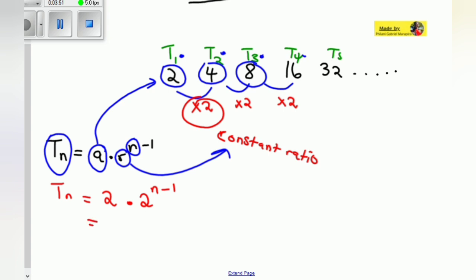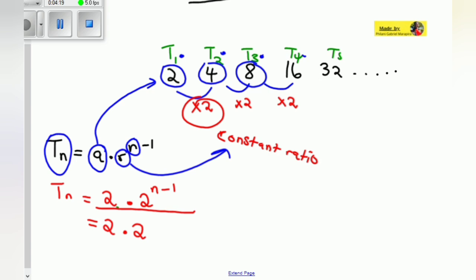Please do not make the mistake of multiplying 2 and 2 and getting 4 to the power n minus 1. This is completely and totally wrong. Why is it wrong? It is because these two are not like terms. You are not supposed to multiply them. So you substitute 2 here and 2 to the power of n minus 1, and you can see that this is your general formula.